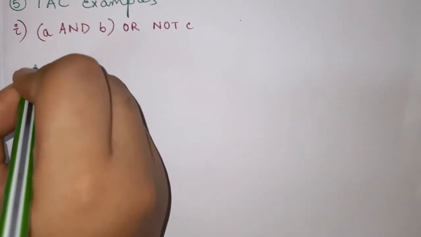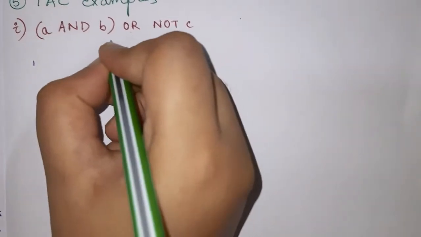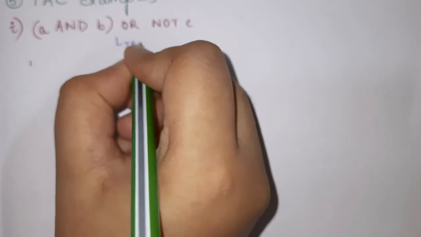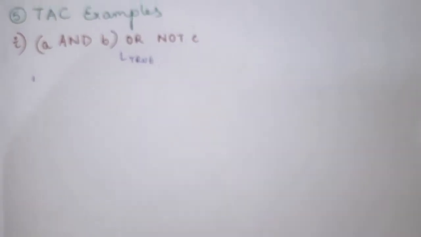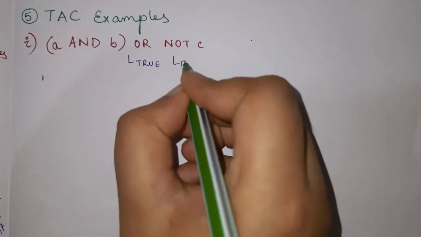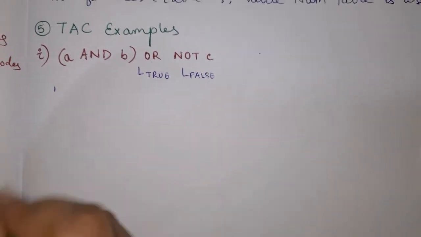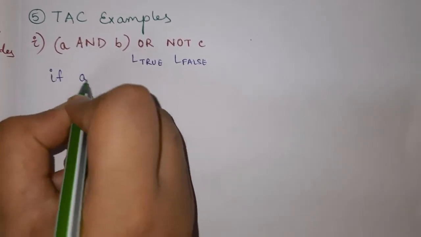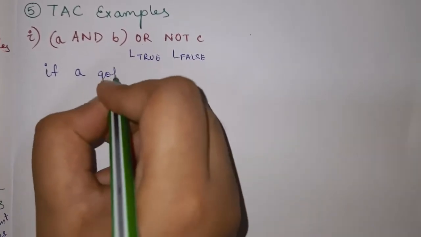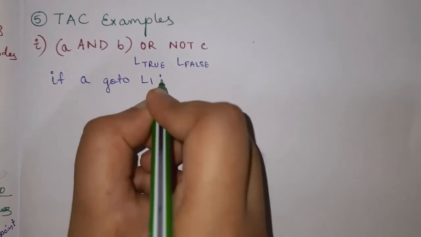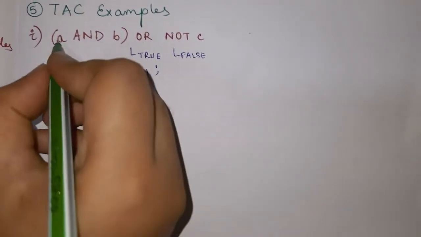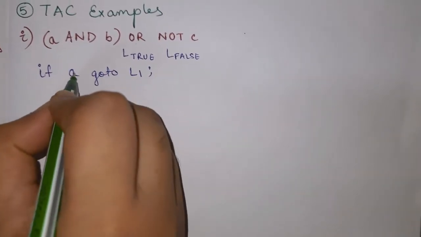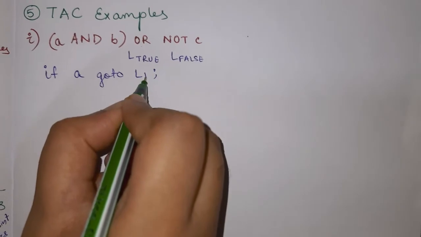Suppose at last, if this variable is true, then we will go to L true. If this boolean is false, then we will go to L false. Okay, so with that we will start. We have if A, then go to L1. Suppose if a boolean variable is true, then we will go to L1.